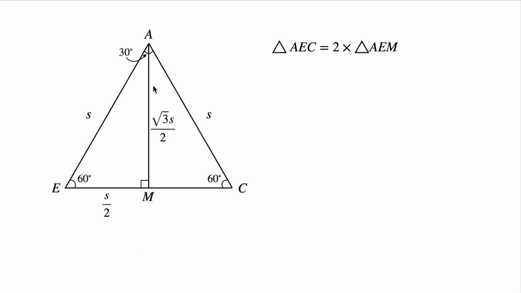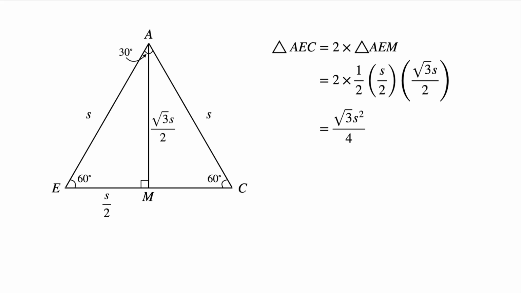We know that the area of this entire triangle, AEC, is twice that of AEM, because AEM and ACM are just mirror copies of each other. And we know that the area of triangle AEM is 1/2 times the base s over 2 multiplied by the height square root 3 over 2 times s. Simplifying, we get square root 3 over 4 times s squared, which would be the general equation for finding the area of an equilateral triangle given the side length s.